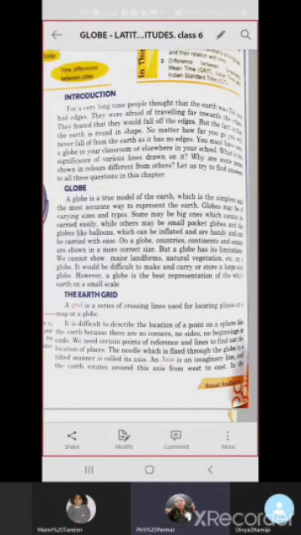For a very long period, people thought that the earth was flat and had edges. They were afraid of traveling far towards the edges. They feared that they would fall off the edges. But the fact is that the earth is round in shape. No matter how far you go, you will never fall off from the earth as it has no edges. You must have seen a globe in your classroom or elsewhere in your school. What is the significance of various lines drawn on it? What are some areas shown in colors different from others? Let us try to find answers to all these questions in this chapter.